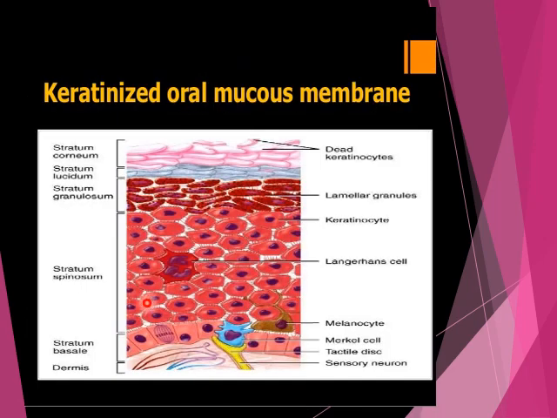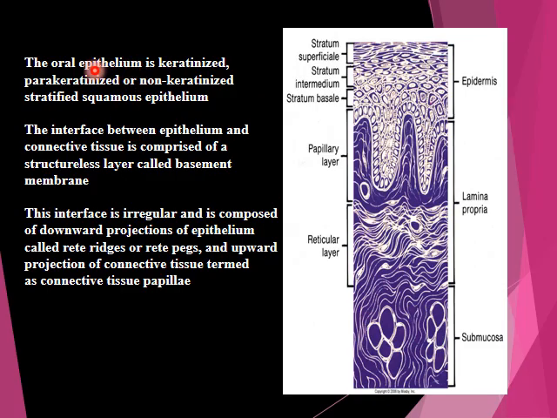The keratinized oral mucous membrane includes four cell types. The first cell layer, near the lamina propria, is called stratum basale or basal cell layer, and the second layer is called the prickle cell layer or stratum spinosum. The third layer is called the stratum granulosum or granular cell layer, and the surface layer is the stratum corneum or keratinized layer. The oral epithelium is keratinized, parakeratinized or non-keratinized stratified squamous epithelium.